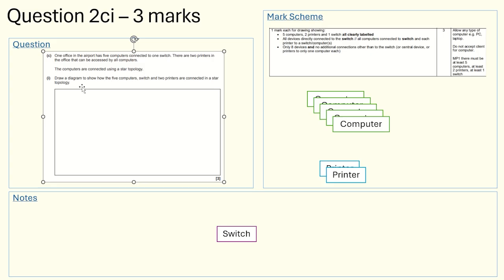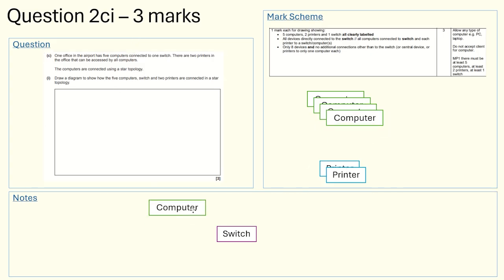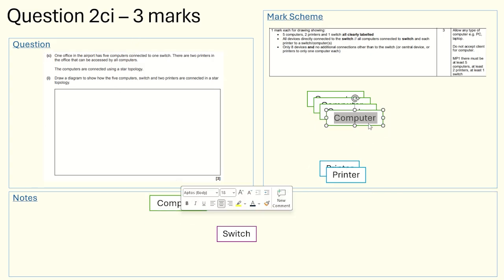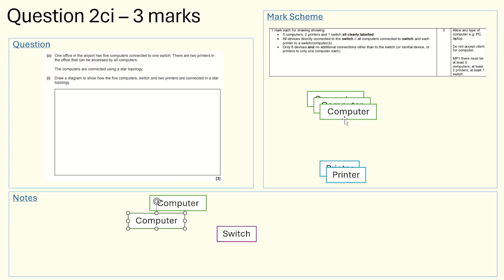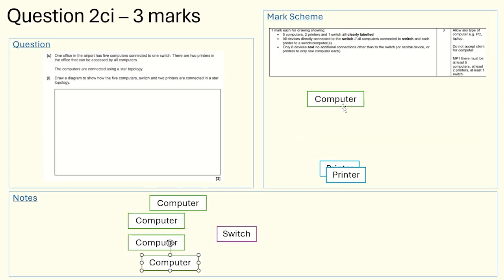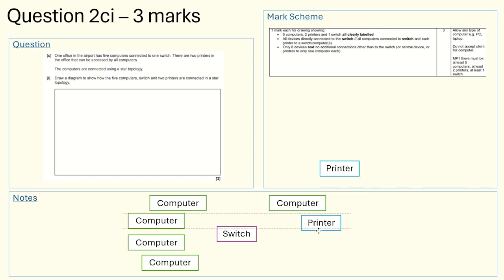And again, let's have a look back at the question. We know we've got 5 computers, so we could put the 5 computers in here. And we also know that we've got 2 printers. And then we're just putting them around in the star topology. Remember, the switch is in the center. And then we put devices around them. And then all we need to do now is connect them up.